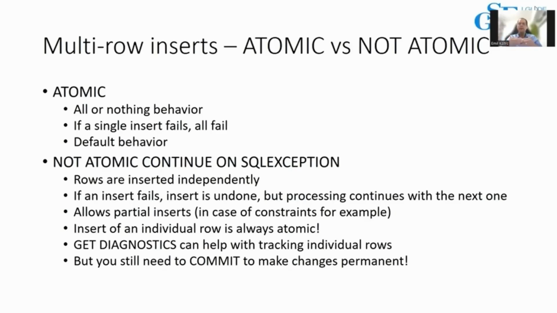Also, keep in mind that you still need to commit at the end to make the changes permanent, right? This doesn't mean that you don't have to commit and that those that succeeded are inserted and committed. No, they are inserted, but until you commit, they will be rolled back if you issue rollback or if there is any other problem. So really, you need to make sure that you still commit at the end.